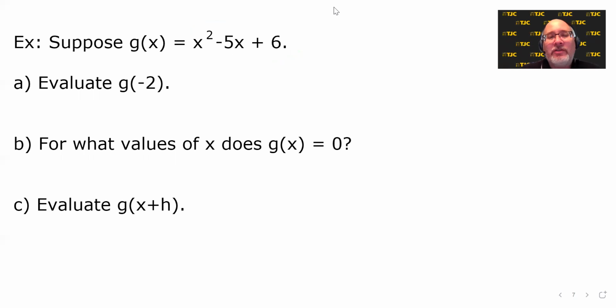But the fact that g of x contains an x squared. By the way, g of x is equal to x squared minus 5x plus 6. I should probably say that. Besides the fact that it has an x squared, it really doesn't change anything that we're going to do. For example, evaluate g of -2. Well, this just means that I'm going to put -2 wherever there's an x.